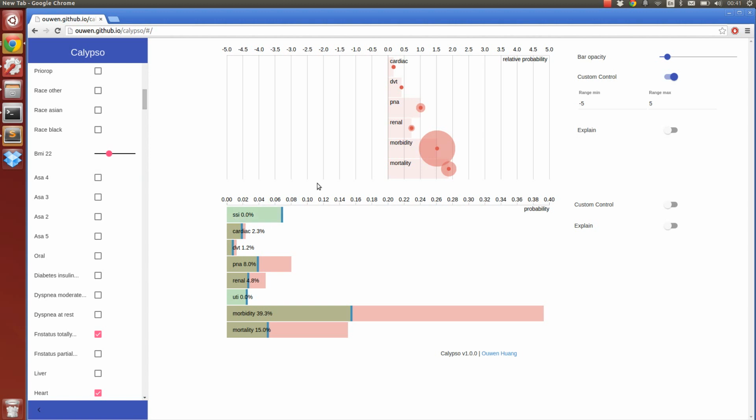So yeah, the next step is really to integrate this application into Epic and to use it in production in Duke's health system.